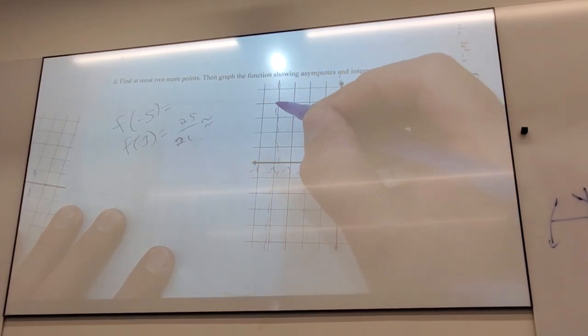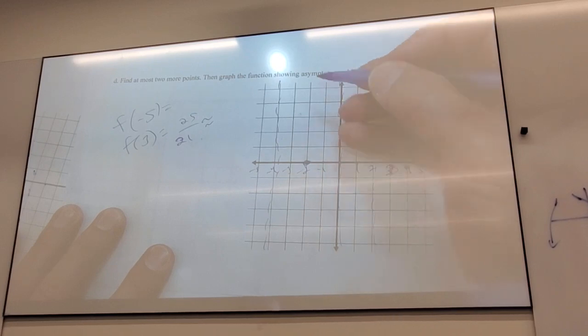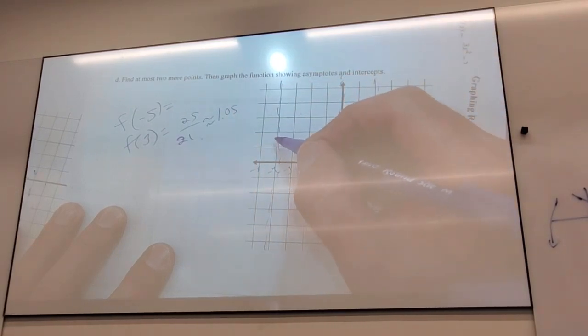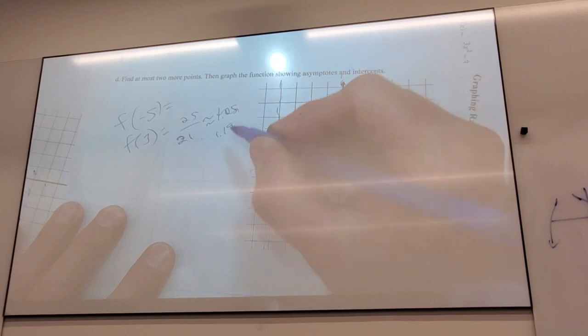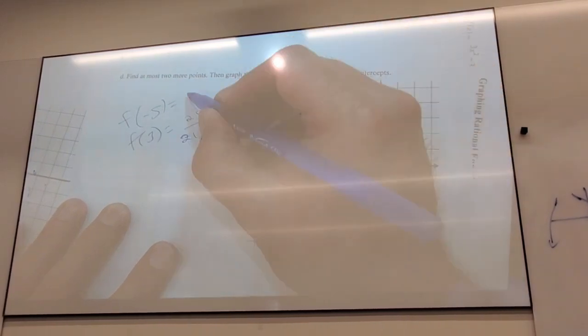Which is roughly 0.05. I think it's roughly 1.05, is that right? 1.1904. Oh, yeah, that was close. 1.19? What did I do wrong? Oh, I see, okay.